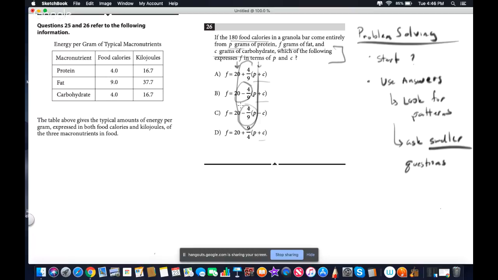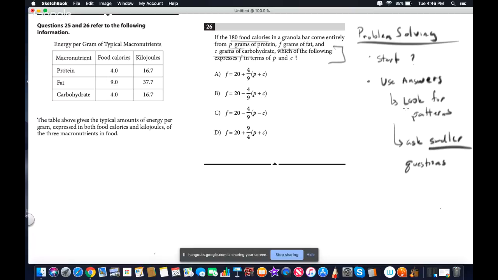So for all intents and purposes, if you were to just render a guess at this point, if you were just going to guess randomly, you'd probably say the one that has the most common pieces is B, right? We have 4/9, which comes up 3 times. We have negative 4/9, which comes up twice, whereas positive 4/9 only comes up once. And you also have P plus C in 3 answers. So all the things that are different converge with the most common components in answer choice B. So that's where you'd go if you're just randomly guessing.